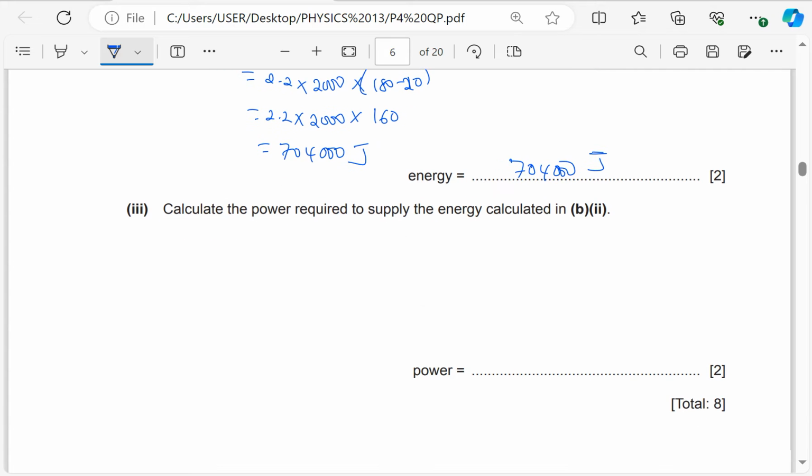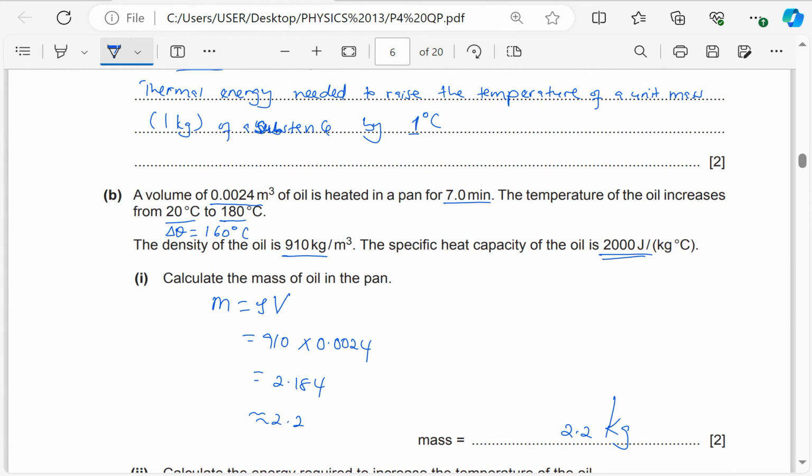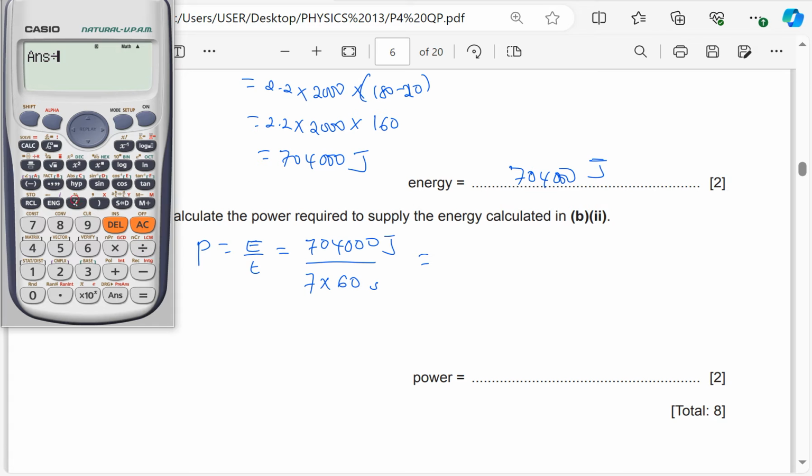Calculate the power required to supply the energy calculated. Of course, we know that power is the rate of transfer of energy, so it is energy over time. So this is going to be 704,000 divided by the time. The time was 7 minutes. So we change it to, because the energy is in joules, the time should be in seconds. So I'll say 7 times 60 to change it to seconds. So I have that divided by 7 times 60.